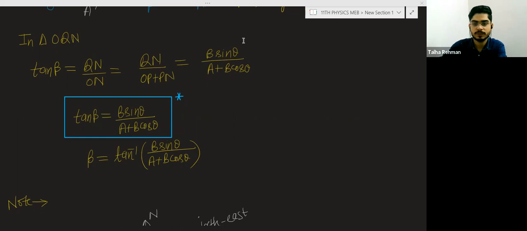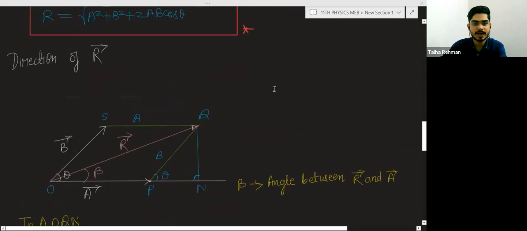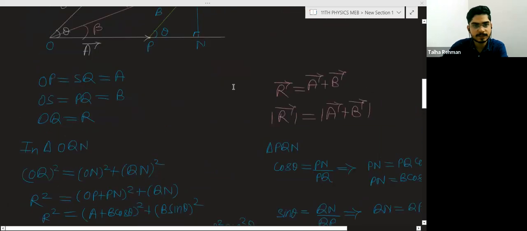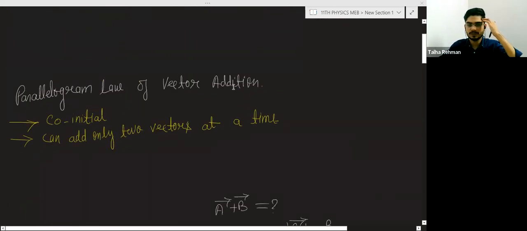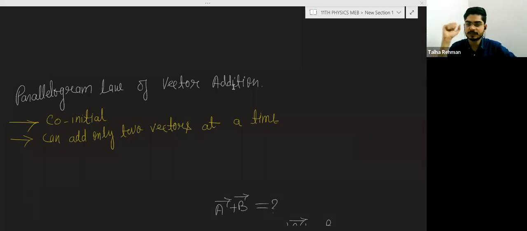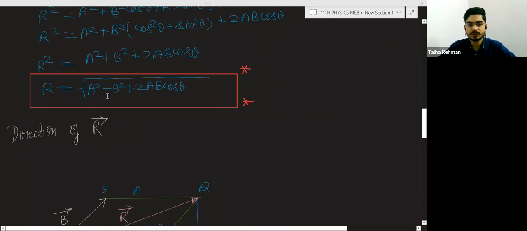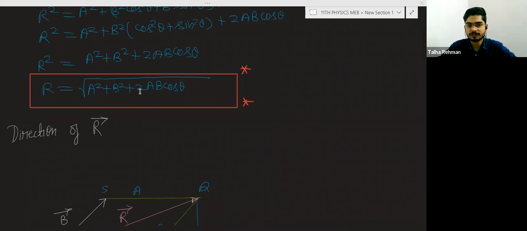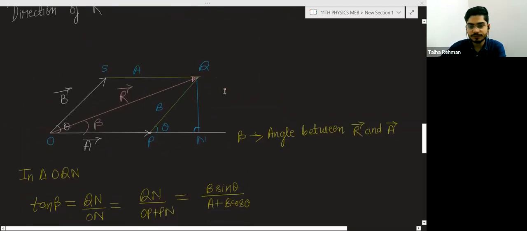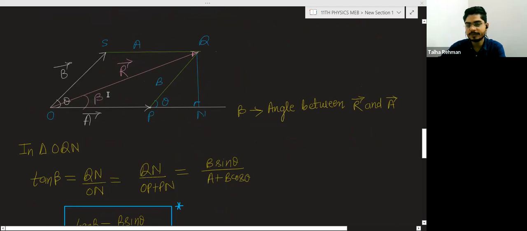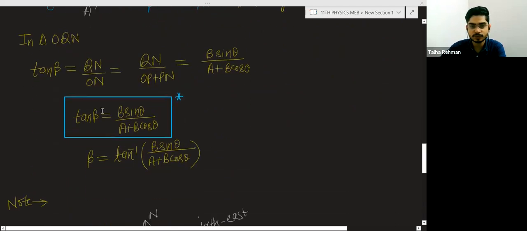Yes, sir. So in the last class, I discussed the parallelogram law of vectors. The parallelogram law of vectors is used to add two vectors only. The resultant of the two vectors is the square root of a square plus b square plus 2ab cos theta. And for the direction, we use this angle beta. Beta will tell you the direction of the resultant vector. So tan beta is this. So note it down from here.